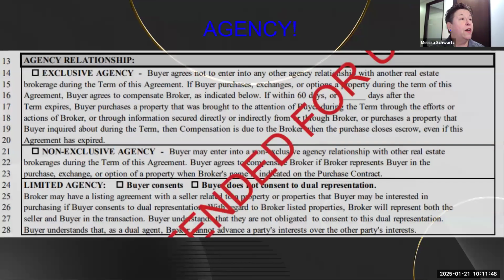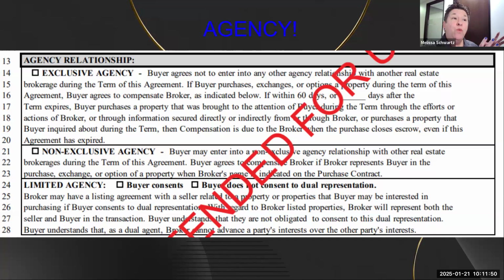Agency. So they've put the agency within their buyer broker form, right? It's not a separate form. You'll notice you've got exclusive agency, non-exclusive agency. Guess what? You can go and work with somebody else. Doesn't matter. I don't have to be paid, if you're choosing that, right? That's the difference. Limited agency, and I think you guys need to be careful.